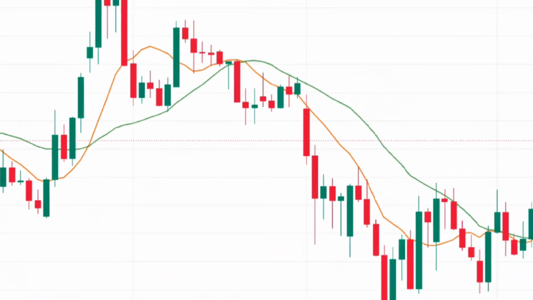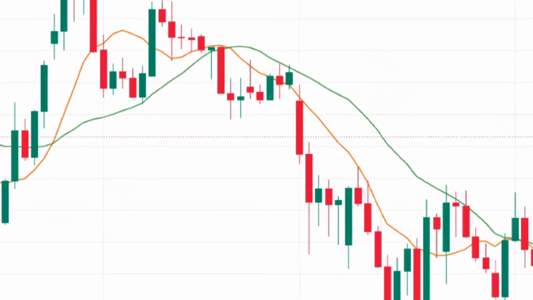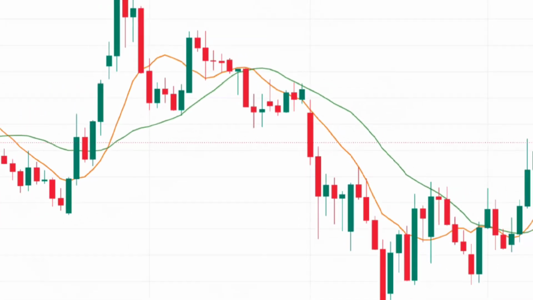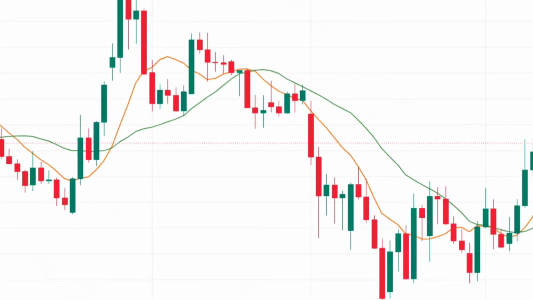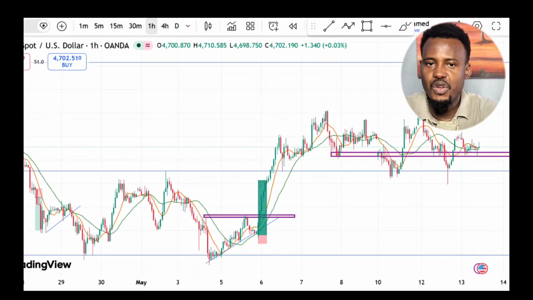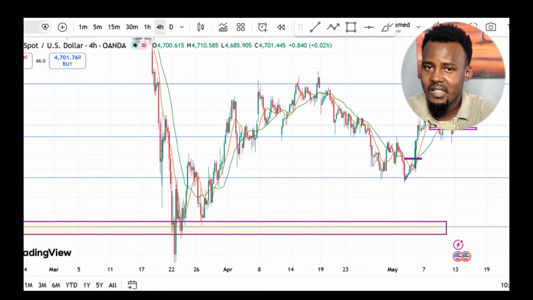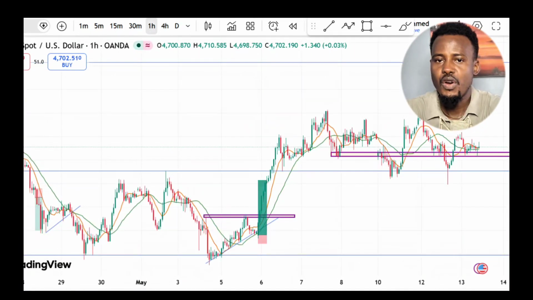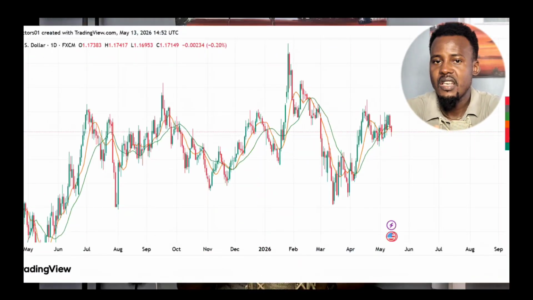Beginners usually make the mistake of jumping into very small time frames, but small time frames are noisy and stressful. If you are new, start with 1 hour or 4 hour charts. These are cleaner and easier to understand. Professional traders don't just stare at one time frame. They check multiple time frames to understand the bigger picture. For example, the daily chart shows the overall trend, while the 1 hour chart is for entry points.